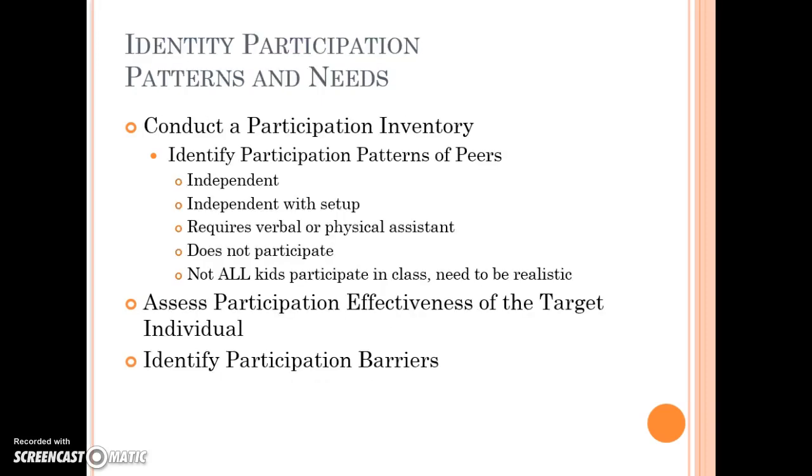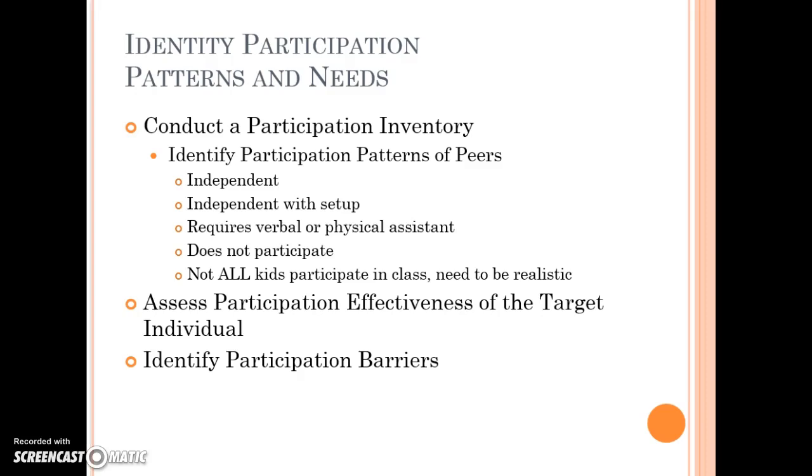So the first thing you're going to need to do is identify the participation patterns and needs. A good way to do this would be to conduct a participation inventory. So this is when, for example, if you had a 3rd grade student, you would go into the 3rd grade student's classroom, whether it be a gen ed room or a special education room, whichever one they spend most of their time in, and you would just sit and observe. Just look around and see what all of the other students in the class are doing.